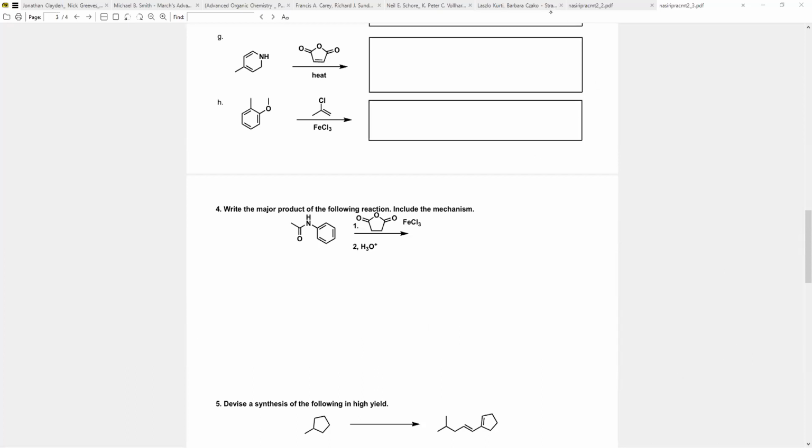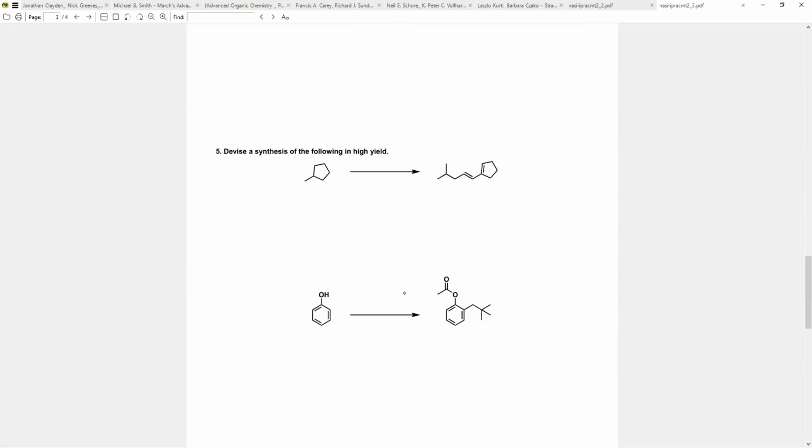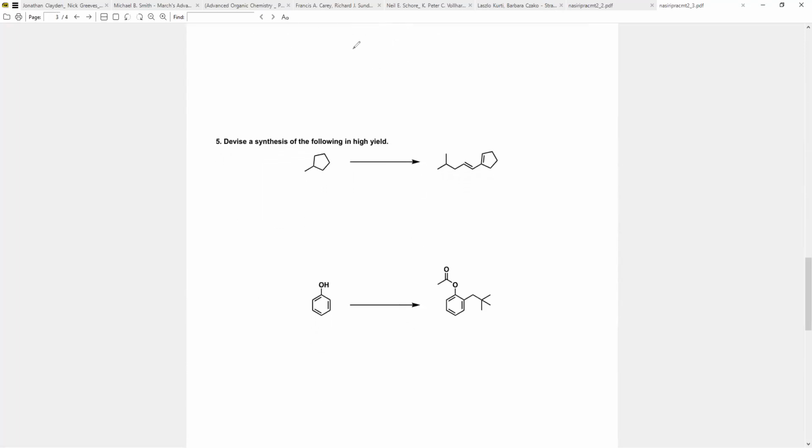Cool. All right. 5, synthesis. Not too bad. Let's start with the bottom one first. This is easier. We have a phenol going to an ortho-substituted benzene. Remember, with ortho substitution, you might see the phenol and think, I just need to add something here, I just do 2 steps and this is it. But remember, whenever you do ortho-para direction, the major product is always para. So that's the trick in this one.